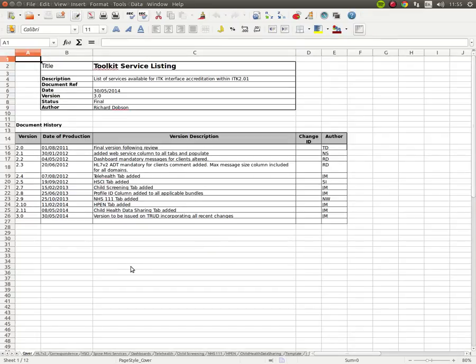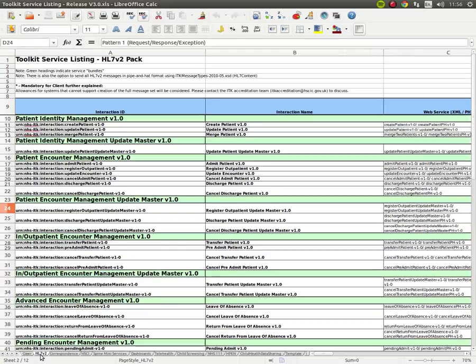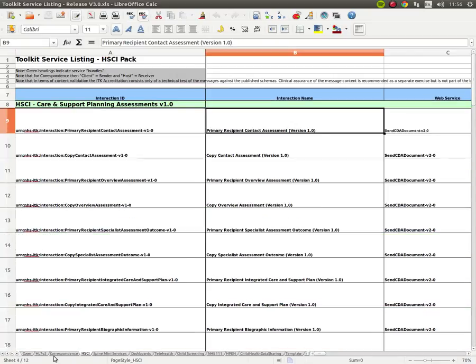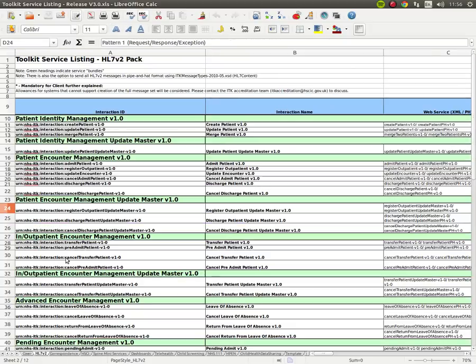effectively contains all the different message definitions, or the domain message specifications that are published. So we talk about HL7v2 ADT messages. We've got clinical correspondence, HSCI, and so on. And basically the messages, the message bundles, are these lines that are in green.